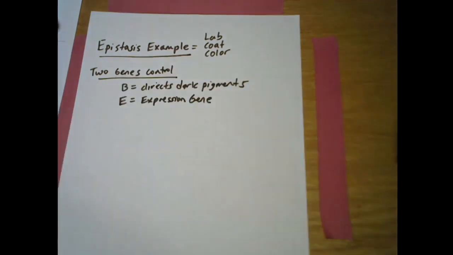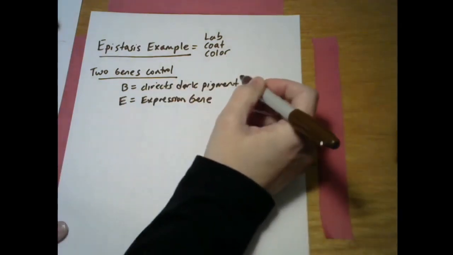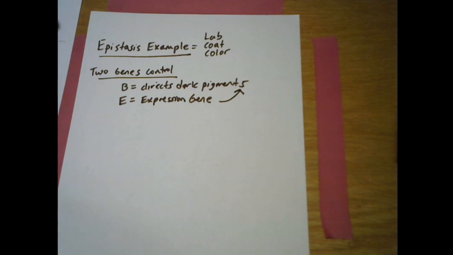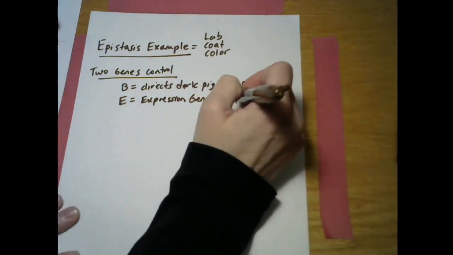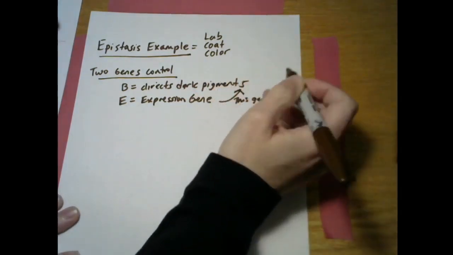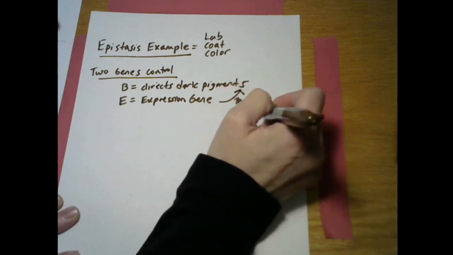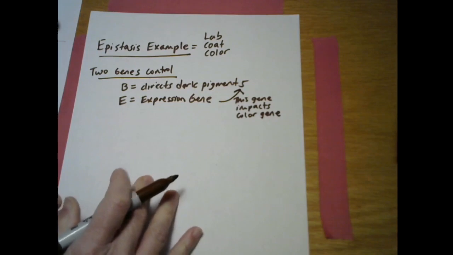My understanding is that the expression gene is a way to pull the pigment along the hair shaft so that it is pulled out from the skin all the way down the shaft of hair. So the expression gene is going to influence the impact of this other gene. So I'm going to say over here, this gene impacts the color gene, the one that is above.